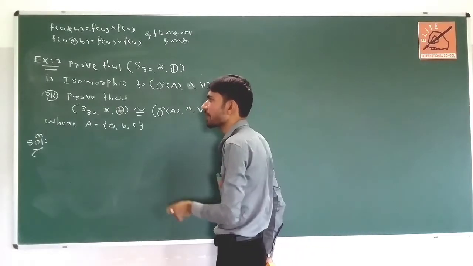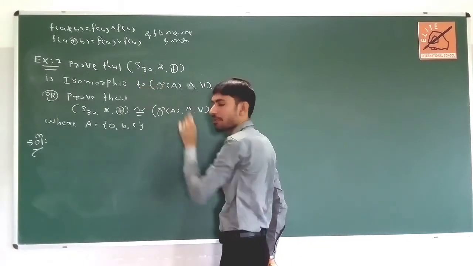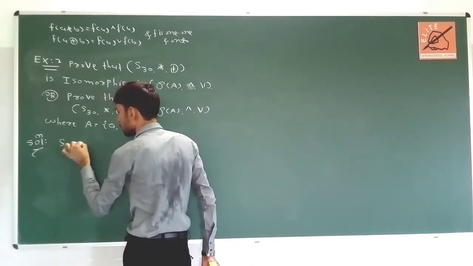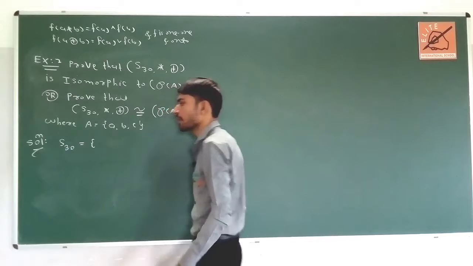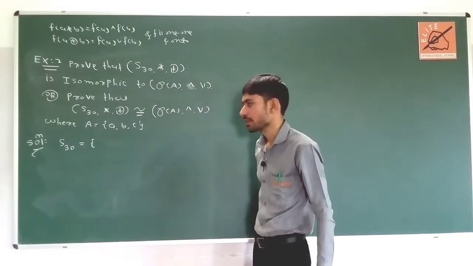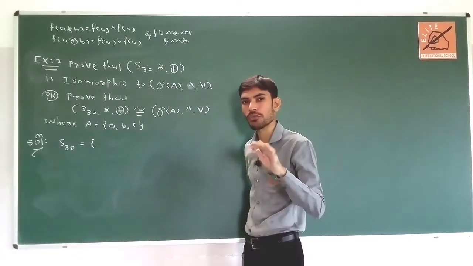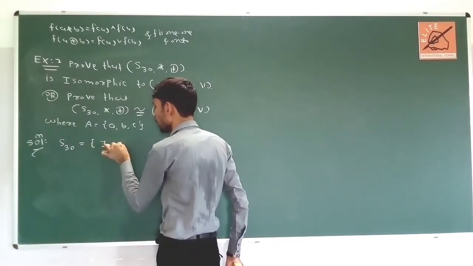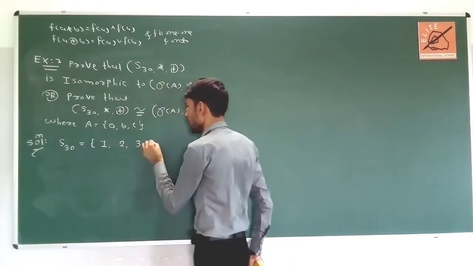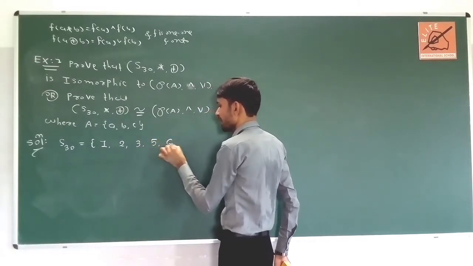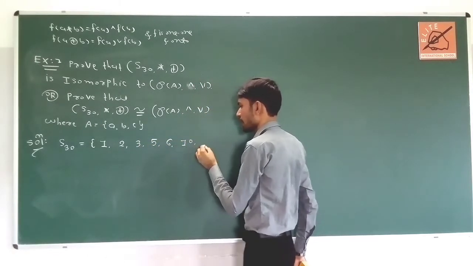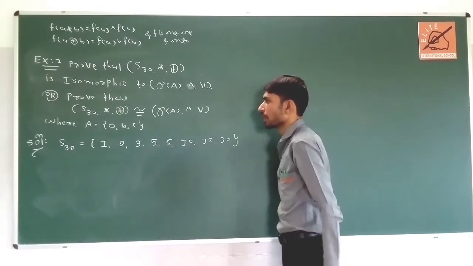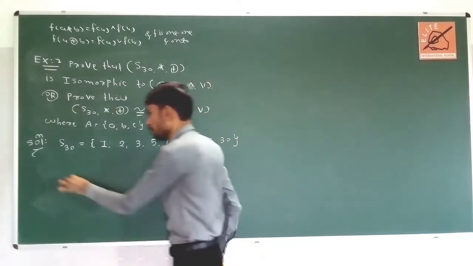So first of all here we write our set S30 and power set of A. First of all we write our S30 set. S30 is nothing but the set of all factors of 30. So write down the factors of 30: 1, 2, 3, 5, 6, 10, 15 and 30. Now we write the power set of A.